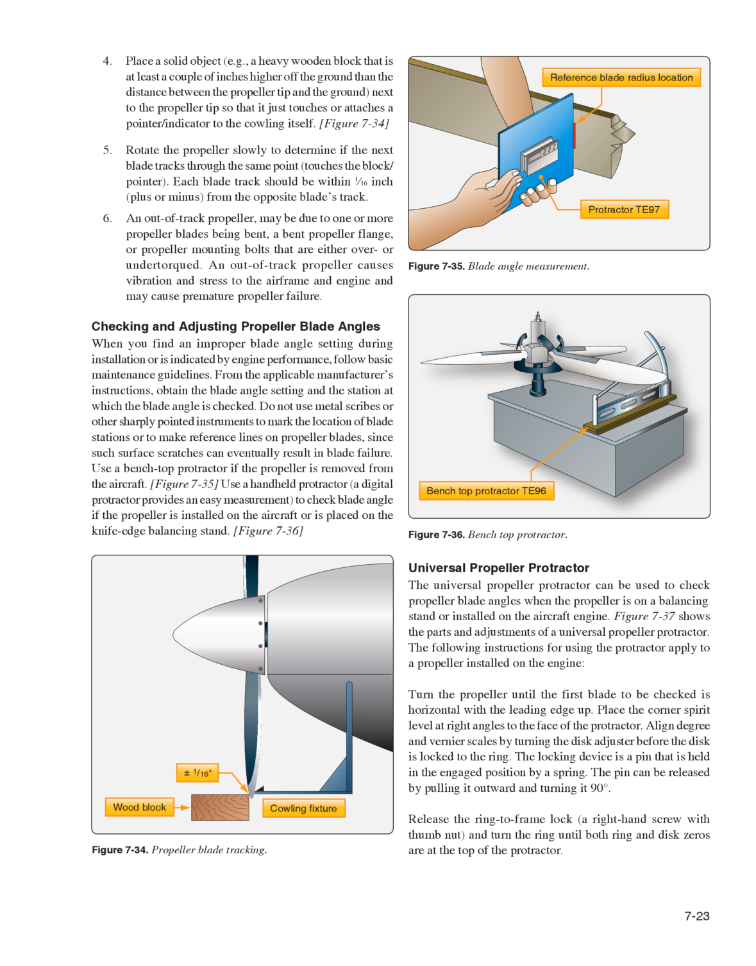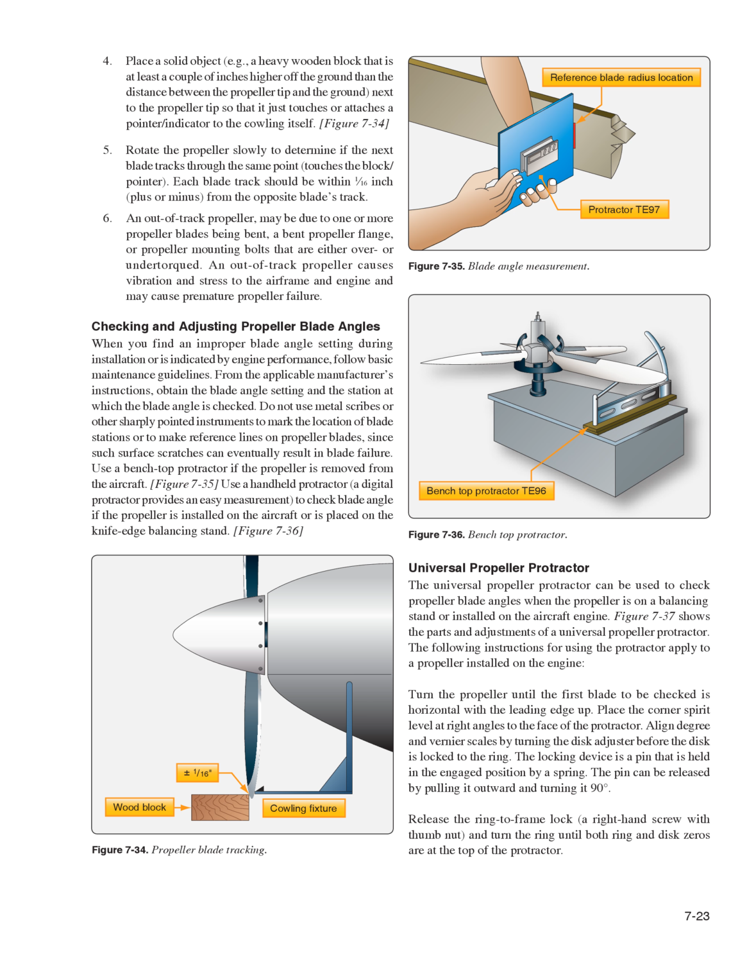The universal propeller protractor can be used to check propeller blade angles when the propeller is on a balancing stand or installed on the aircraft engine. Figure 737 shows the parts and adjustments of a universal propeller protractor. The following instructions for using the protractor apply to a propeller installed on the engine.